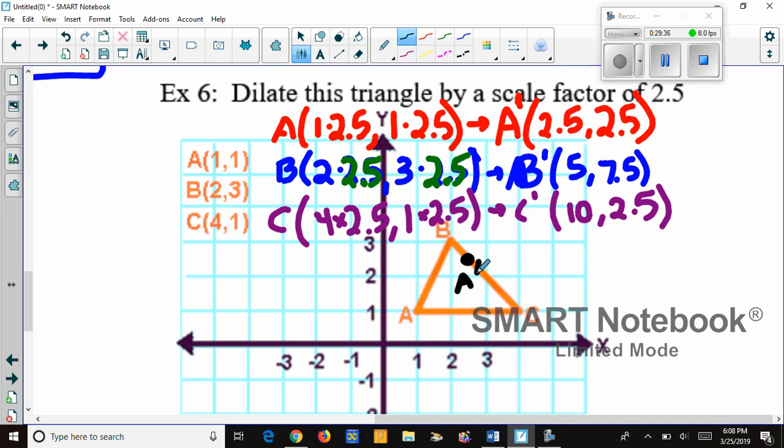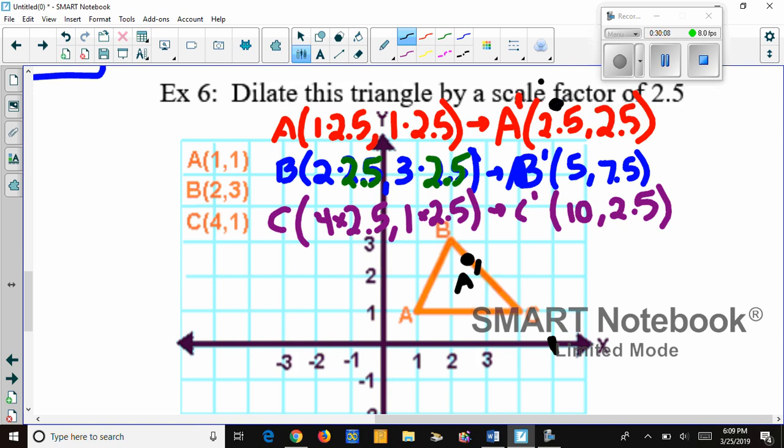B prime is at 5 and 7.5. Now the thing is, 5 is right here. So I need to go up 5, which lands... Actually, I can go up 6. 6 is the highest number on this graph. I need to go 7. I'm actually going to go up one more, and then I'm going to use my best guess at what halfway would be. I'm going to end up with a point right about up here.